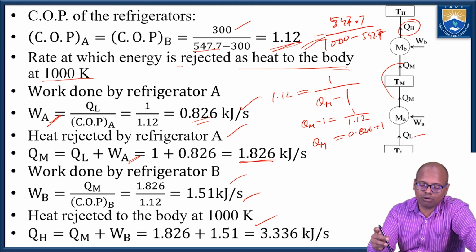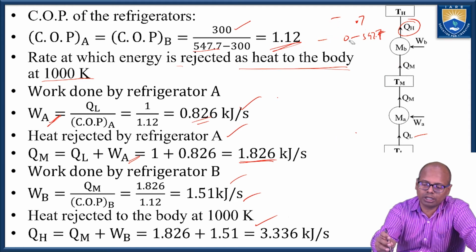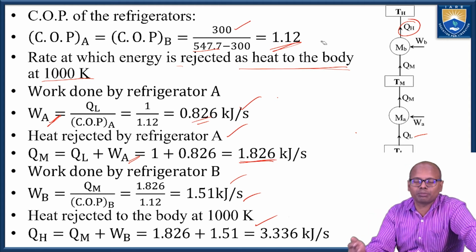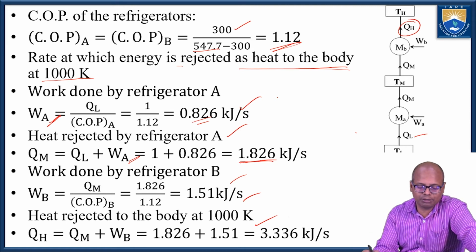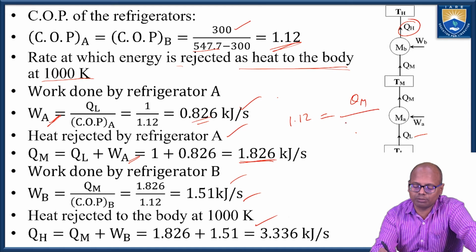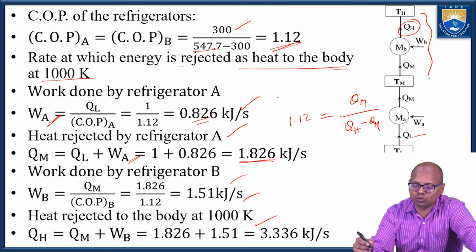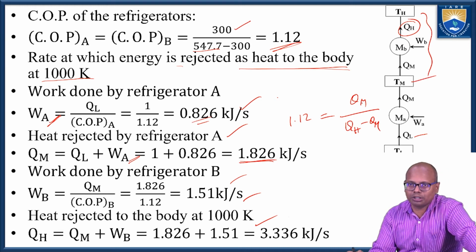Now I know QM. QM is found out. What I have to do now is find out QH, that is supplied to the hot reservoir. So again I can use the same formula. 1.12 is equal to QM divided by QH minus QM. Between these two, this is the lowest temperature, so I am taking it in the numerator.